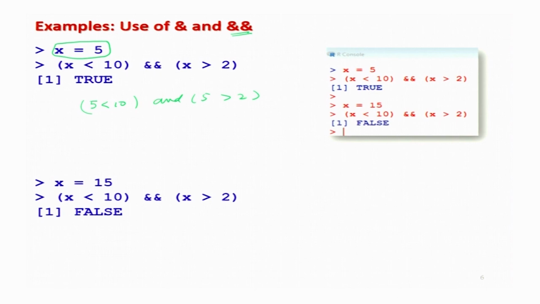Now if you try to see the answer here, 5 is smaller than 10, answer is true. Yes, it is true. And then 5 is greater than 2? Answer is yes, this is true. And now you are trying to join this true and true. So, when both the statements are true, then true and true is going to be true, and that is what is mentioned here. So, only when both the conditions are satisfied is the condition going to be true.